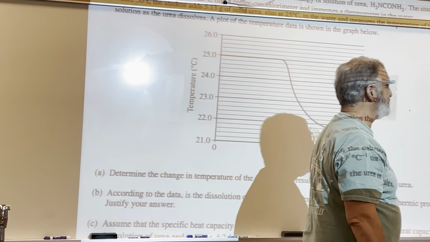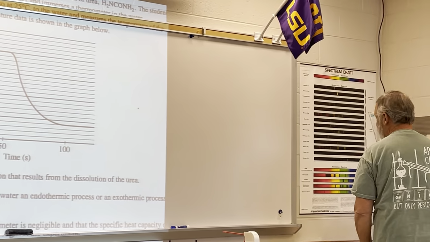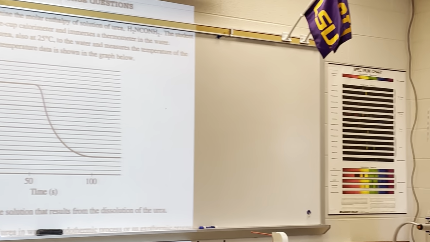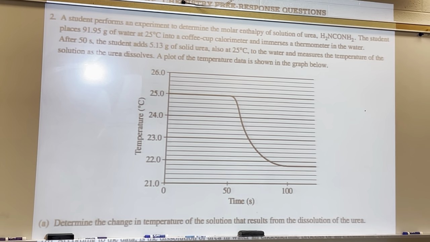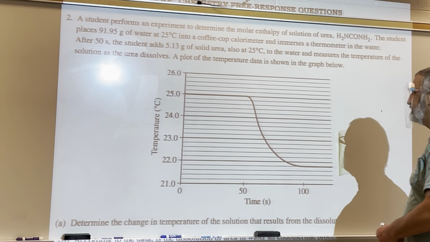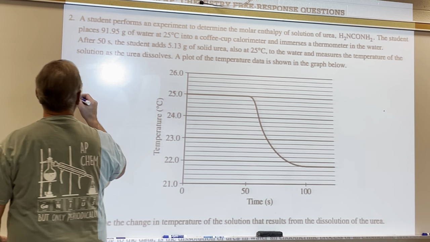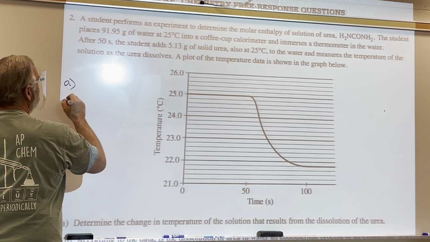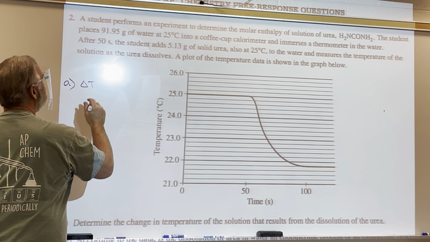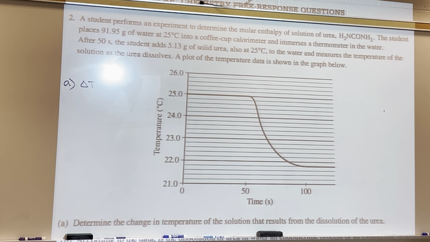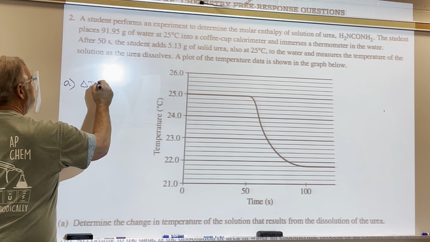So when we're looking at this one, this is 2010. This is a classic type problem. They love to give you data. And so here's this, and the first thing is part A is strictly saying, calculate delta T. Well, delta T is always what minus what? T final minus T initial.